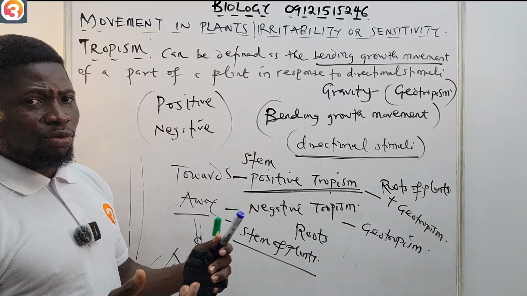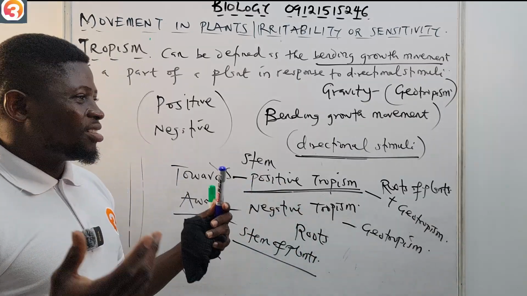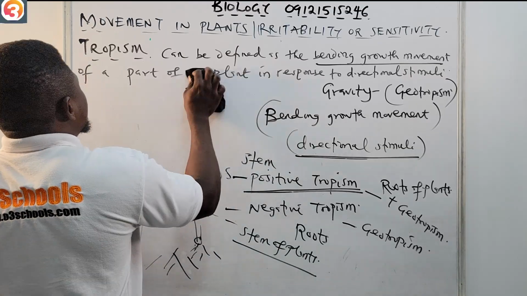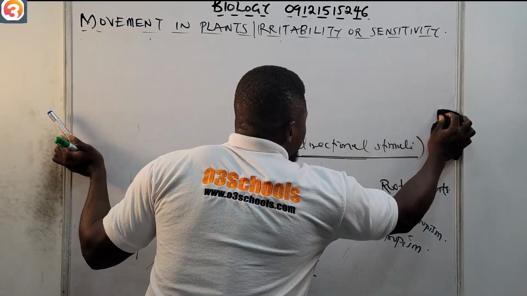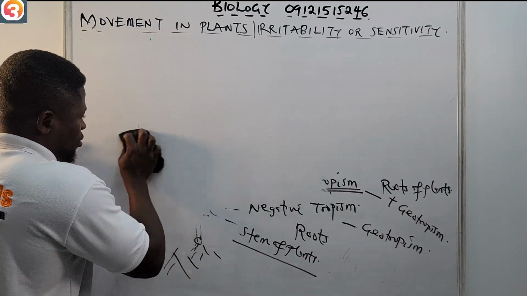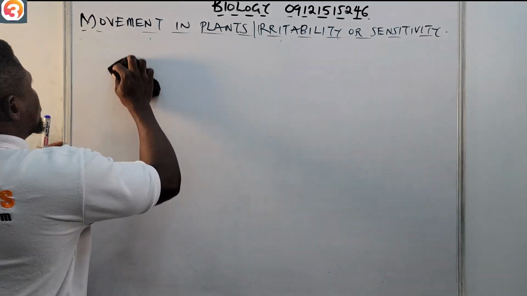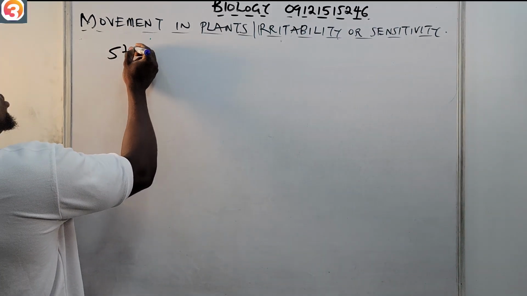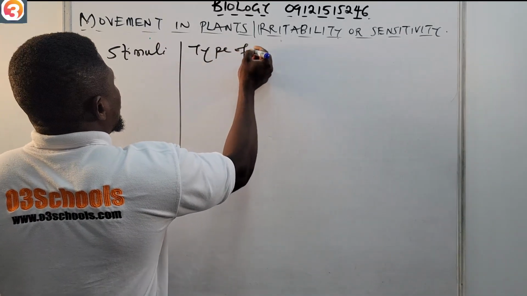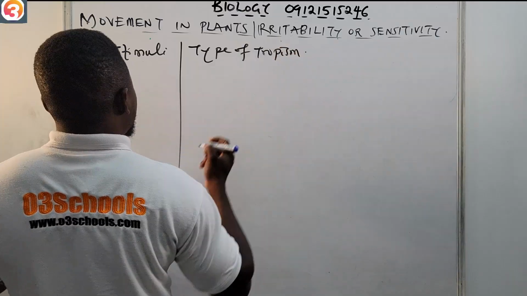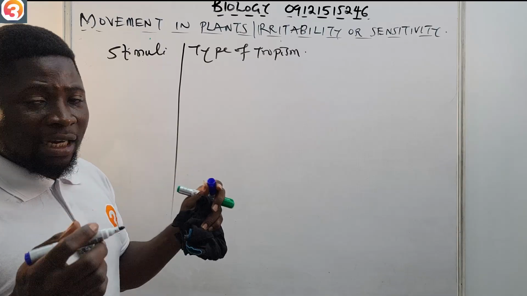Now we're going to see different types of stimuli and what they are called. Let's look at various responses made by plants. We'll see the stimuli and then what each is called. So we have the stimuli and the type of tropism. Let us quickly see the different types of stimuli and the type of tropism that they are called.